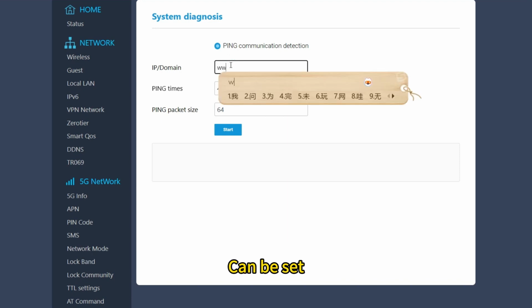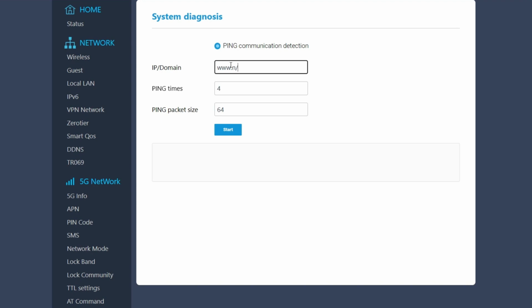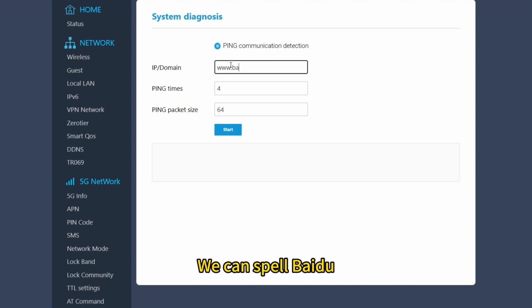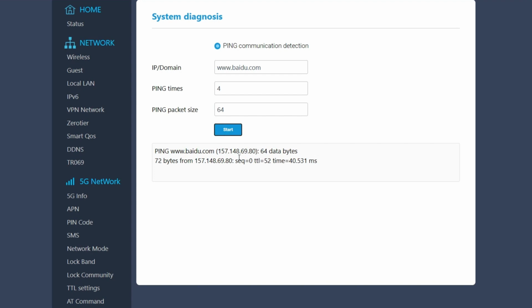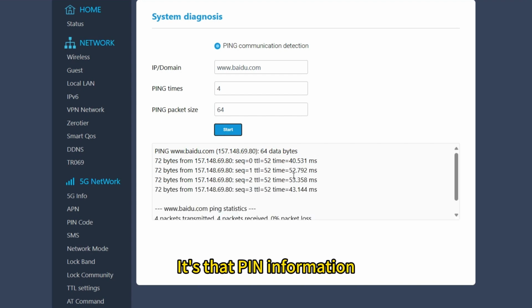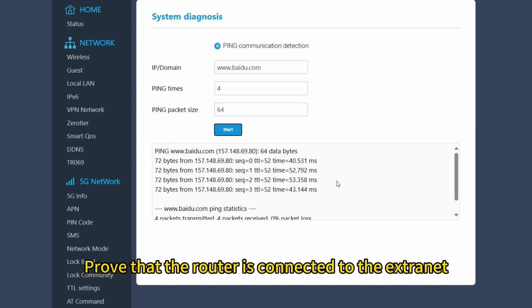Can be set. This current route can be set to view whether the router can connect to the intranet. We can spell battle or another website. Point to start. If there is some information that appears below, it's that ping information, proof that the router is connected to the extranet.